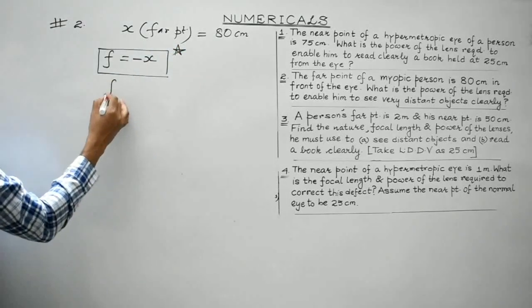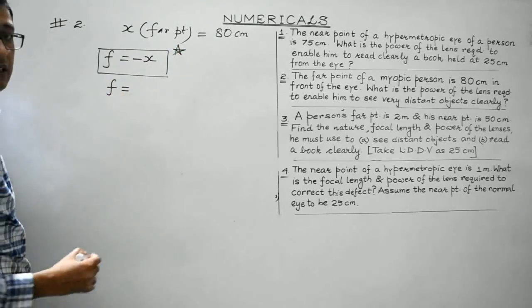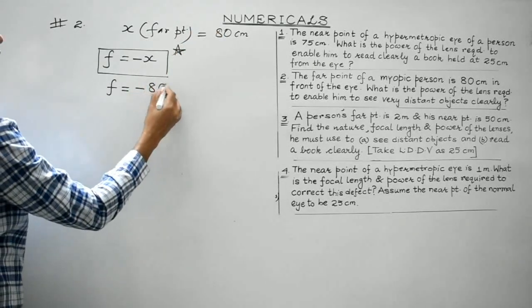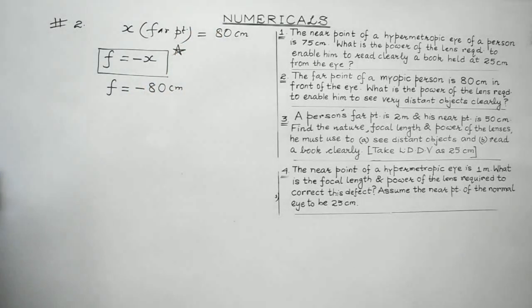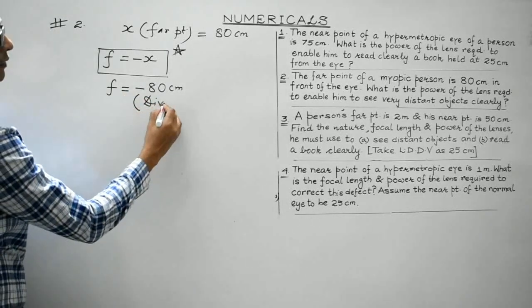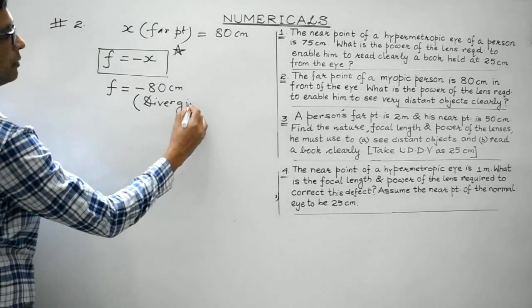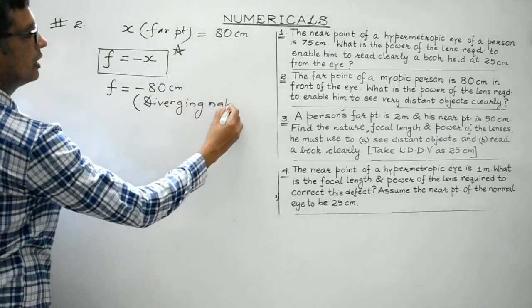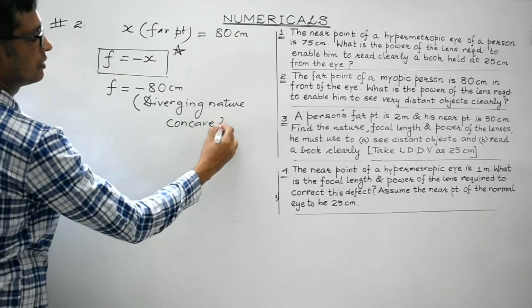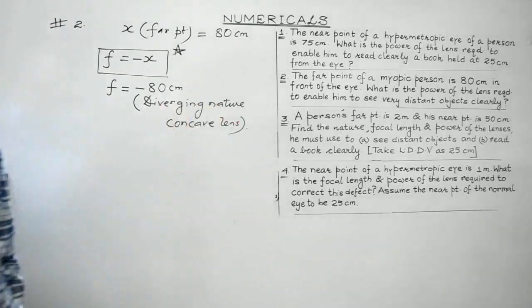So, focal length of the lens to be used is minus far point, which is 80. So minus 80 centimeter. That's it. The negative sign suggests that it must be of diverging nature. That is, the lens to be used must be concave lens.